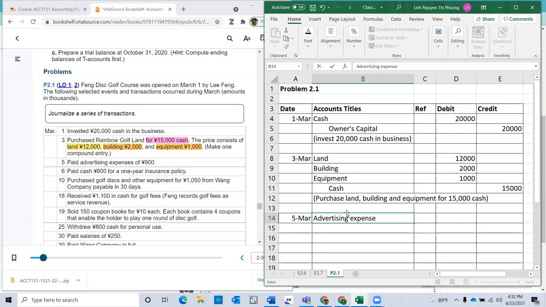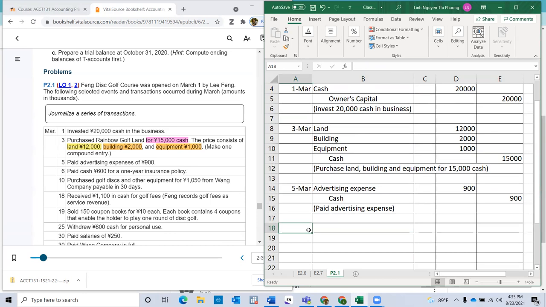And when owner equity decreases, we have to debit. So we debit advertising expense for 900, and we pay advertising, right? So it will be credit cash 900, right? So I indent it to the right. Okay, so we write down pay advertising expense.